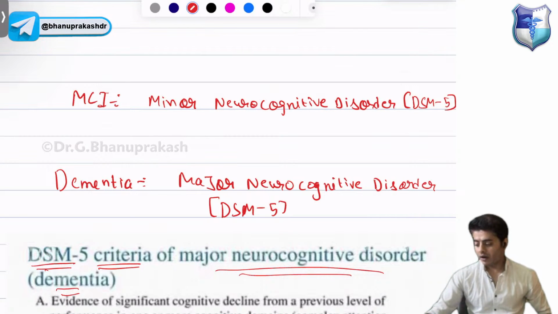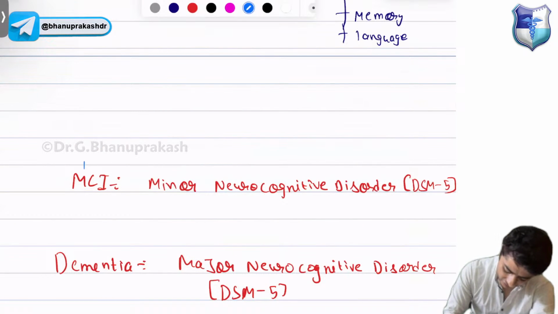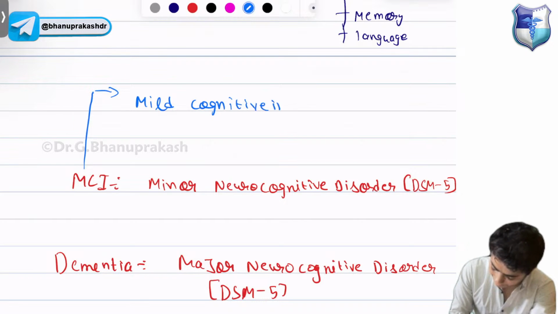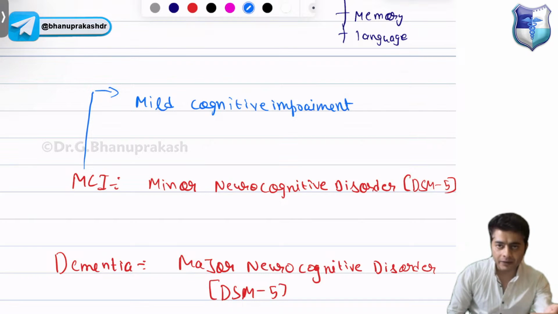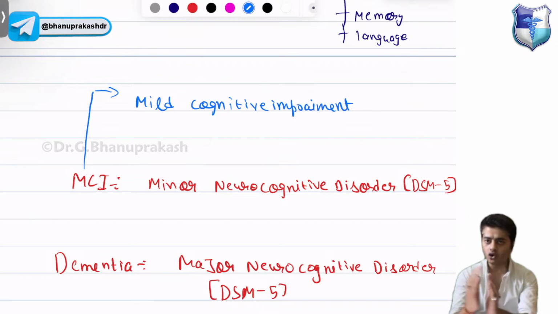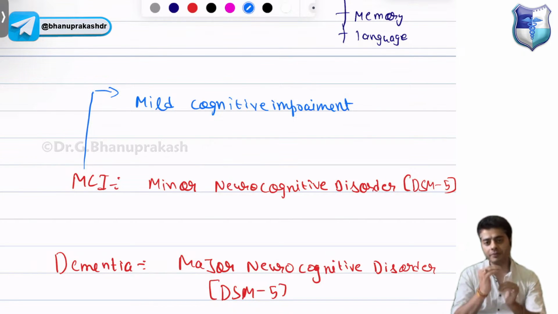Now you will ask me, sir, what do you understand by the term MCI? MCI stands for mild cognitive impairment. So how will you distinguish whether a patient is suffering from mild cognitive impairment or dementia? Because MCI, mild cognitive impairment, is known as minor neurocognitive disorder, and dementia is known as major neurocognitive disorder. How will we differentiate between them?